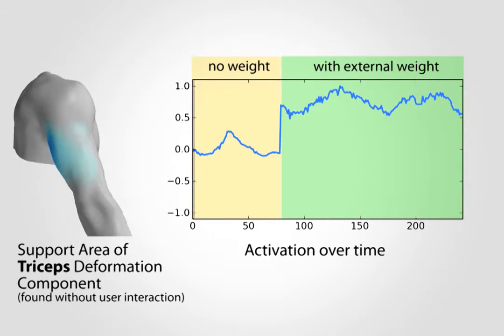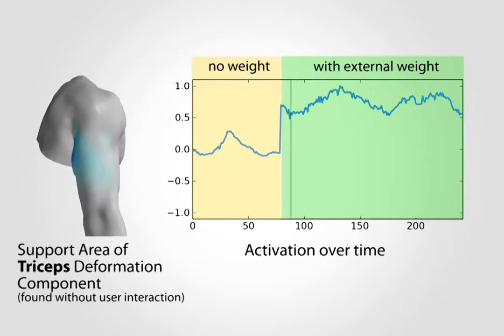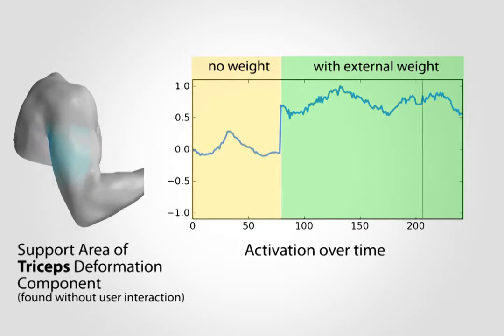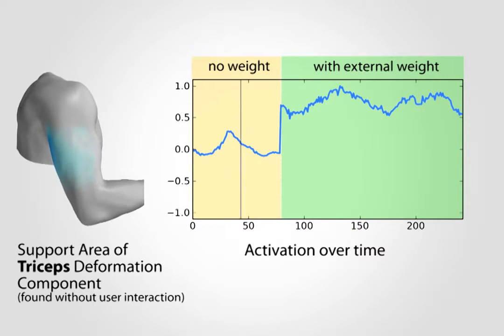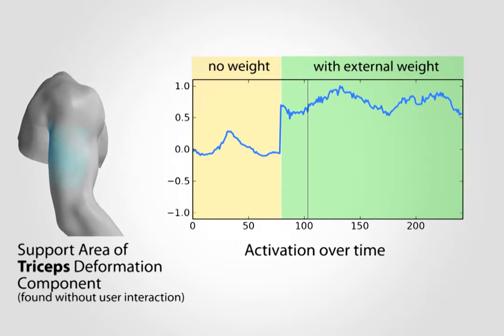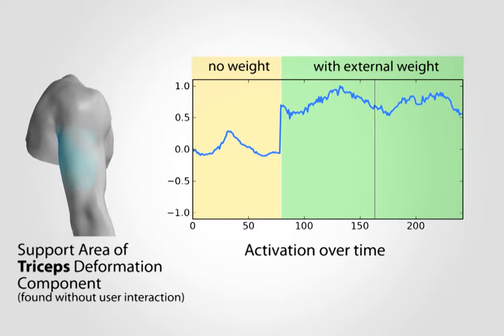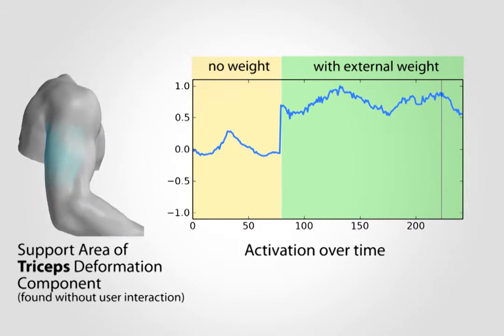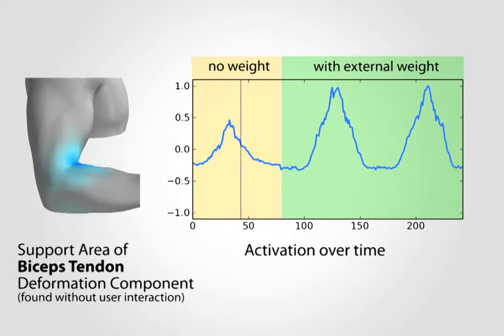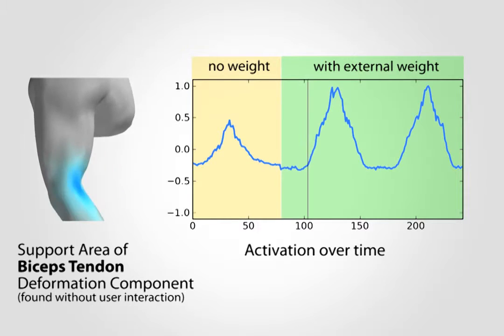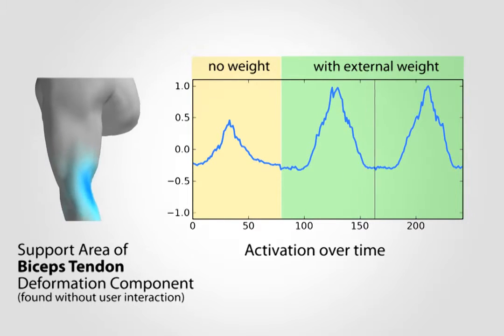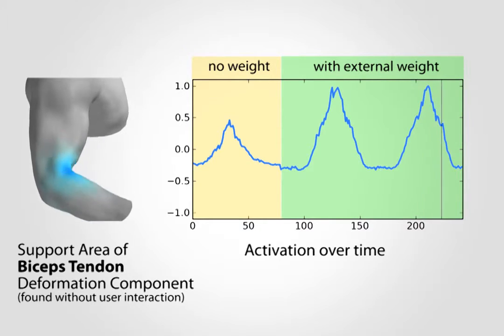This bicep curl is done once without weight and then twice with a heavy barbell in the hand. To counteract this external load, the tricep muscle is summoned. This is reflected in the activation weight of the component. A similar analysis can be done for a component that our method discovered at the tendon of the bicep muscle, which is activated due to pose changes of the arm.